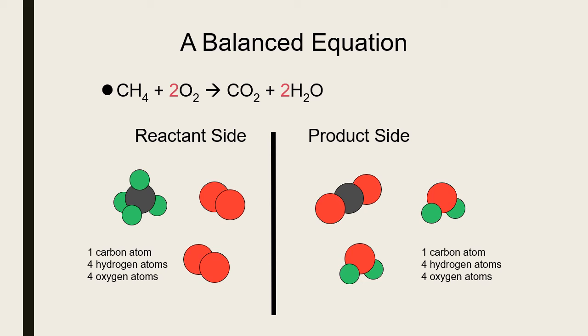And in order to do that, I had to make sure I had 2 of the O2, so I have 1 O2, 2 O2s, and I had to have 2 waters. I have 1 water here, 1 water here. Okay, so now I have the same number of atoms on both sides.